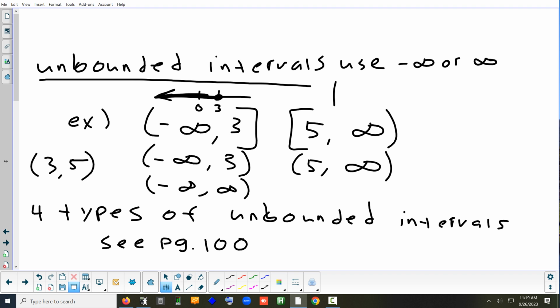This would be a 0. That would be a closed circle on 5, shaded to the right. And you could draw them all out if you wanted to see all of them. This would just be the entire number line shaded, negative infinity to infinity, with an arrow going each way. But they show you the graph of each one of those on page 100.